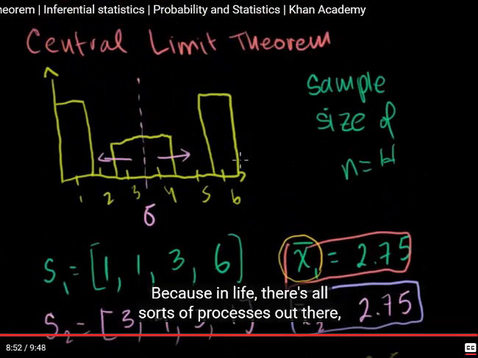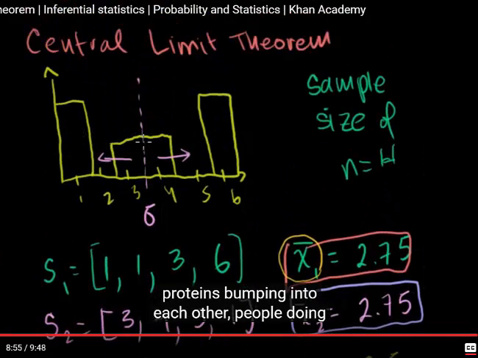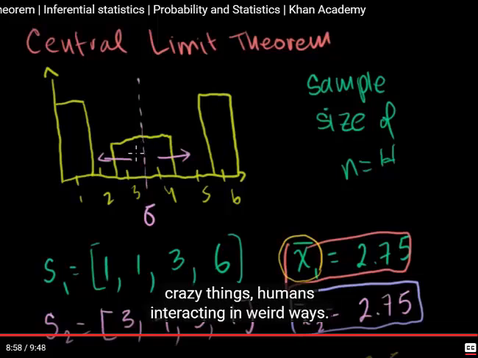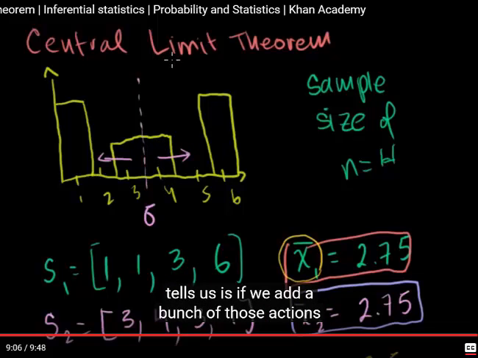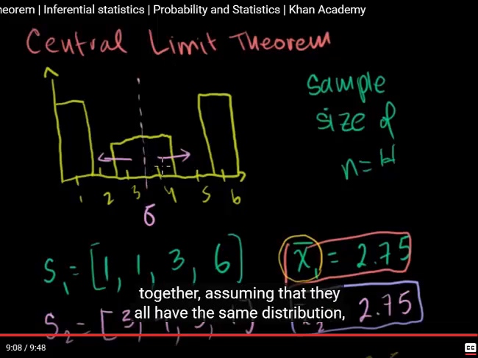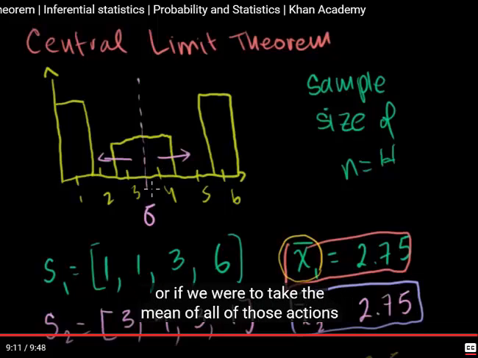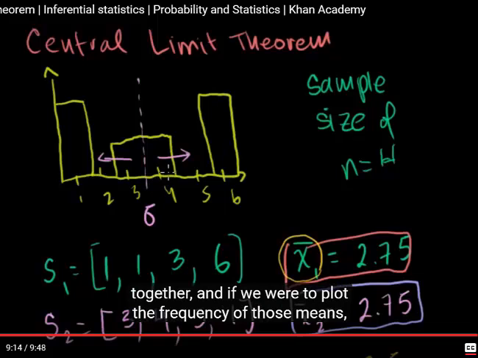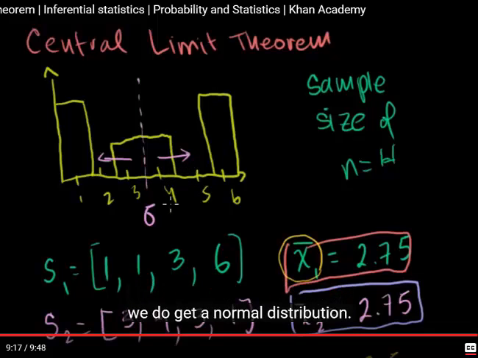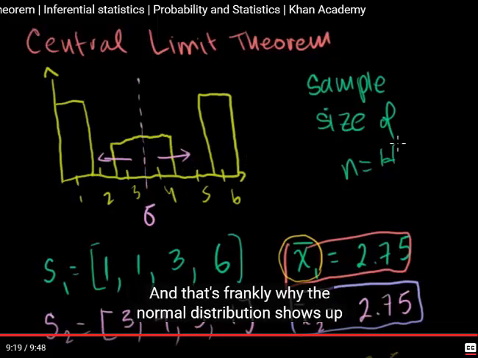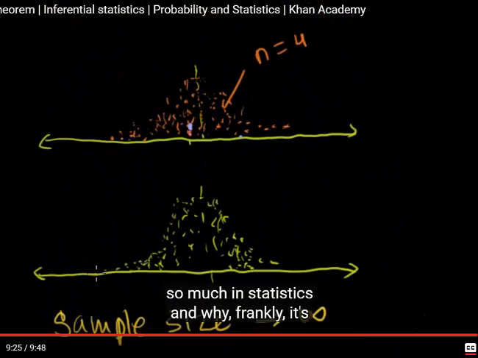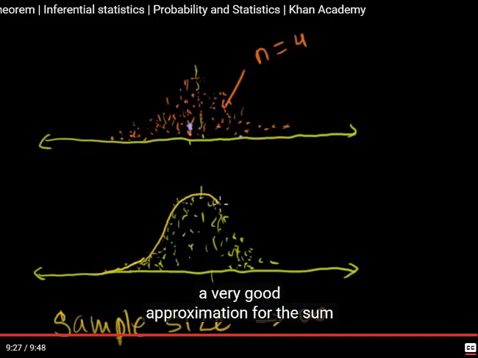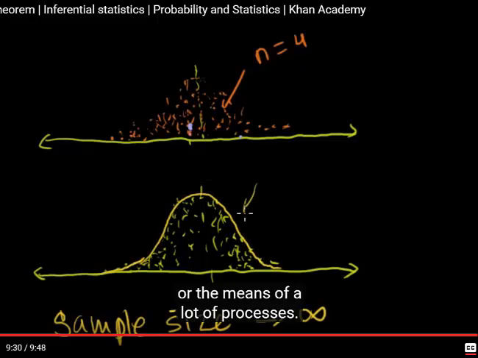Because in life, there's all sorts of processes out there, proteins bumping into each other, people doing crazy things, humans interacting in weird ways, and you don't know the probability distribution functions for any of those things. But what the central limit theorem tells us is that if we add a bunch of those actions together, assuming that they all have the same distribution, or if we were to take the mean of all of those actions together, and if we were to plot the frequency of those means, we do get a normal distribution. And that's frankly why the normal distribution shows up so much in statistics, and why it's a very good approximation for the sum or the means of a lot of processes.